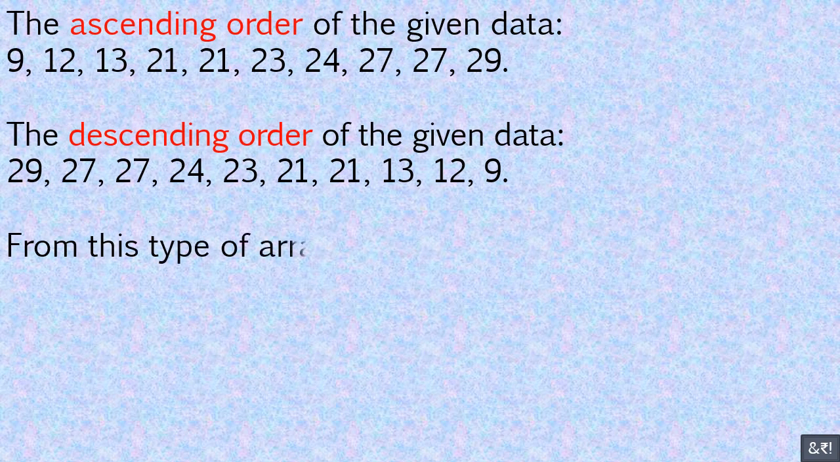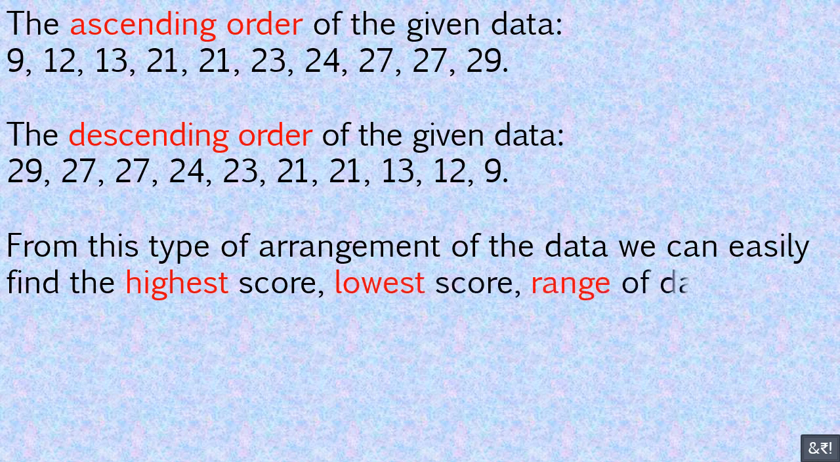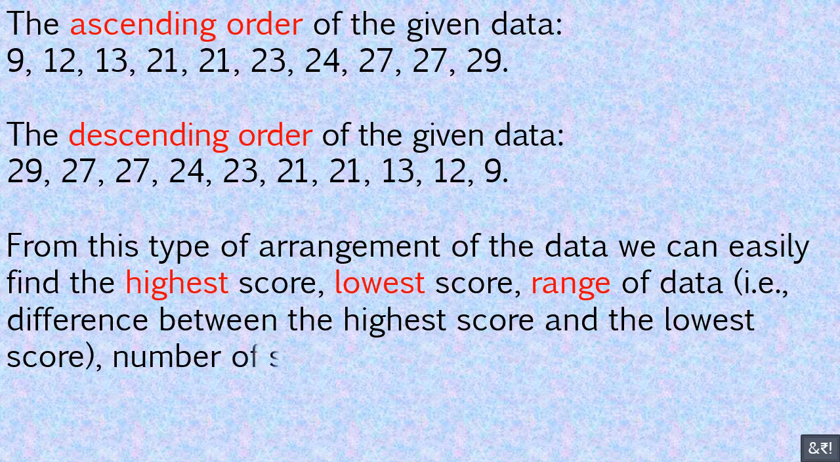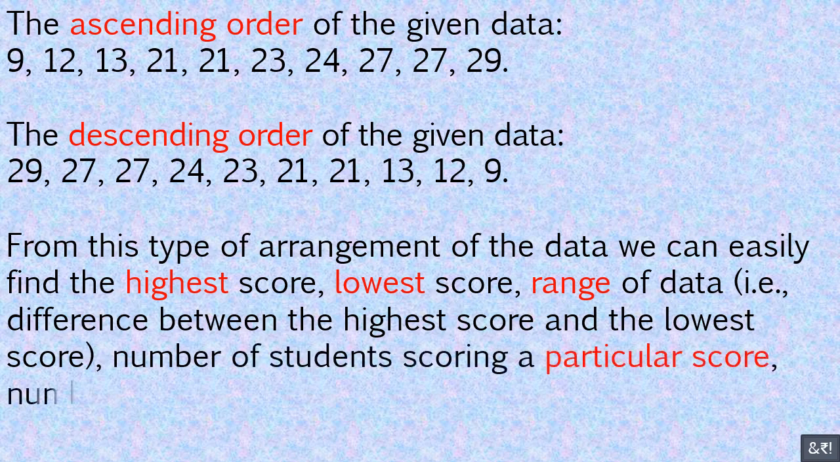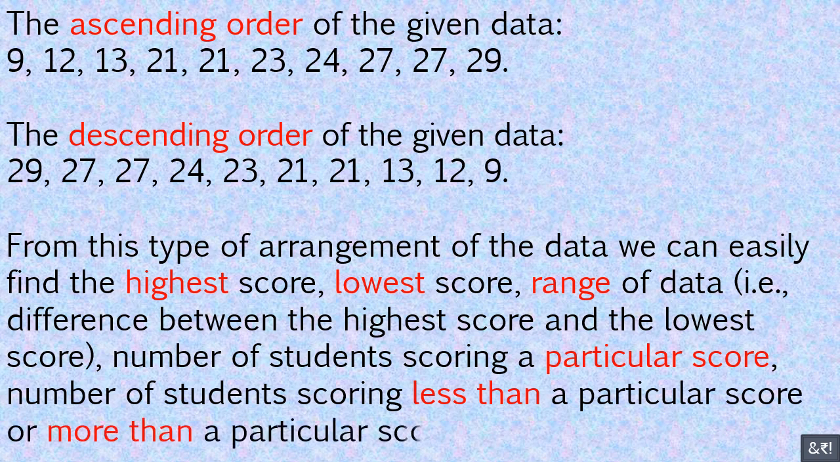From this type of arrangement of the data we can easily find the highest score, lowest score, range of data, that is, difference between the highest score and the lowest score, number of students scoring a particular score, number of students scoring less than a particular score or more than a particular score, etc.